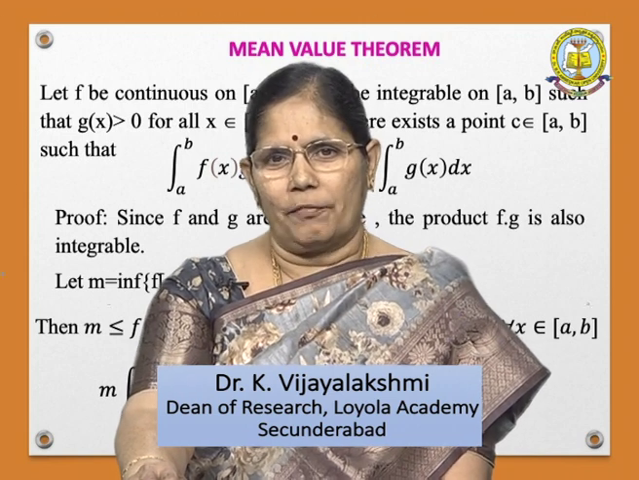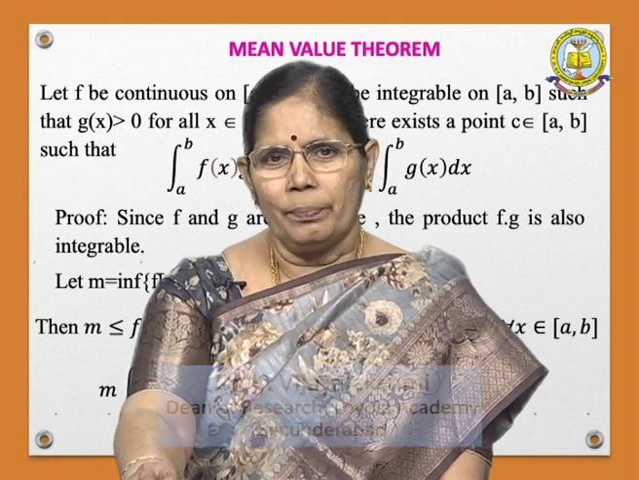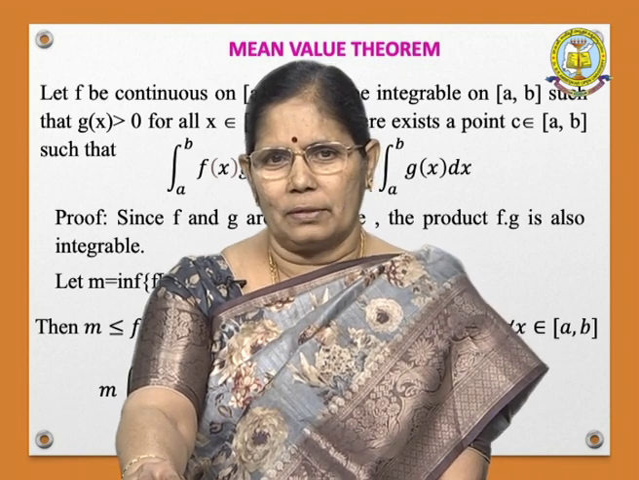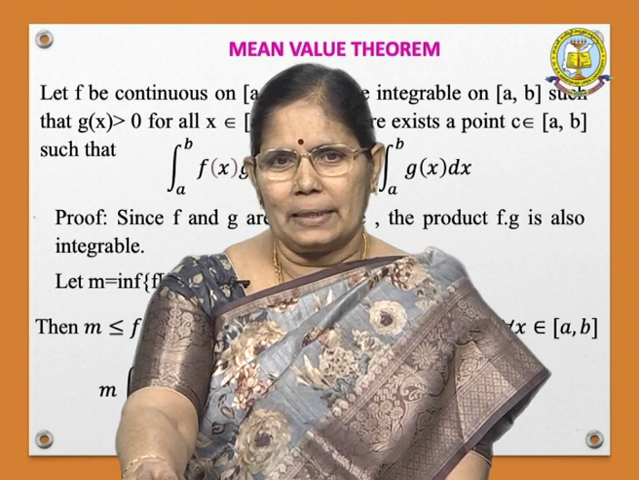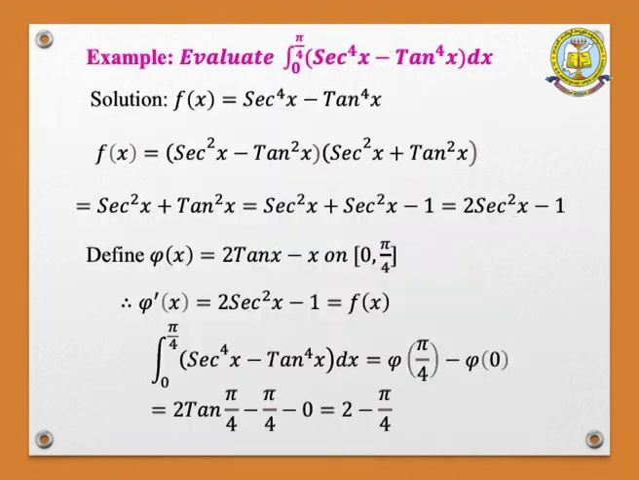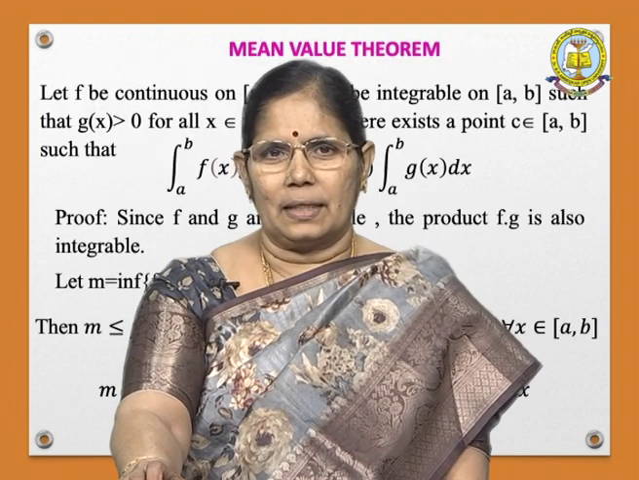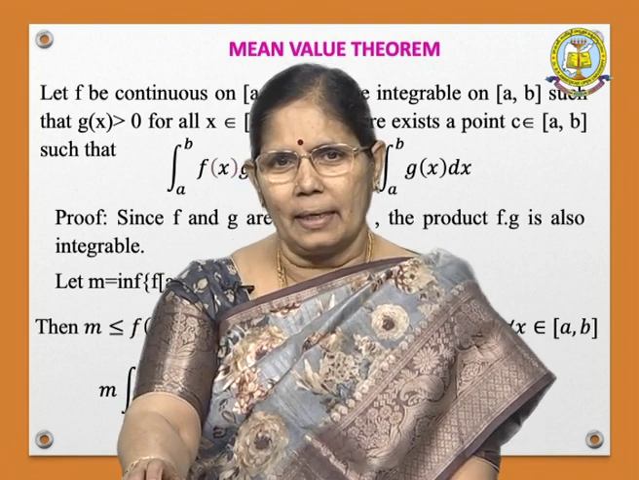It is phi of π/4 minus phi of 0, that is, 2 tan π/4 minus π/4 minus 0. What is phi of 0? Phi of 0 is 0. Phi of π/4 is 2 tan π/4 minus π/4. So, tan π/4 is 1 and you get 2 minus π/4. Hence, the integral of sec⁴ x minus tan⁴ x under the limits 0 to π/4 is 2 minus π/4. This is about the fundamental theorem of integral calculus.